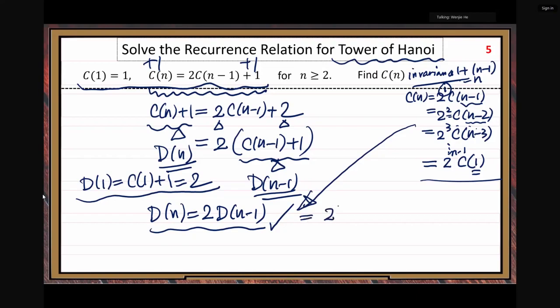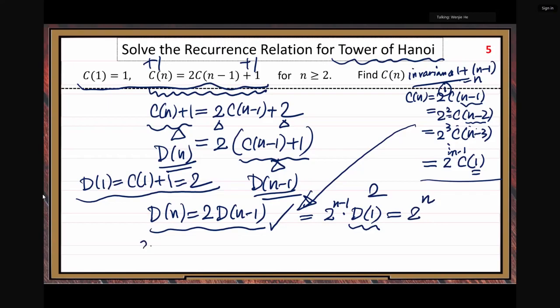But based on our old invariance way, 2 to the m minus 1 times d of 1, using our old way. But d of 1 is 2, right? So you get 2 to the n. So the d of n function is 2 to the n.